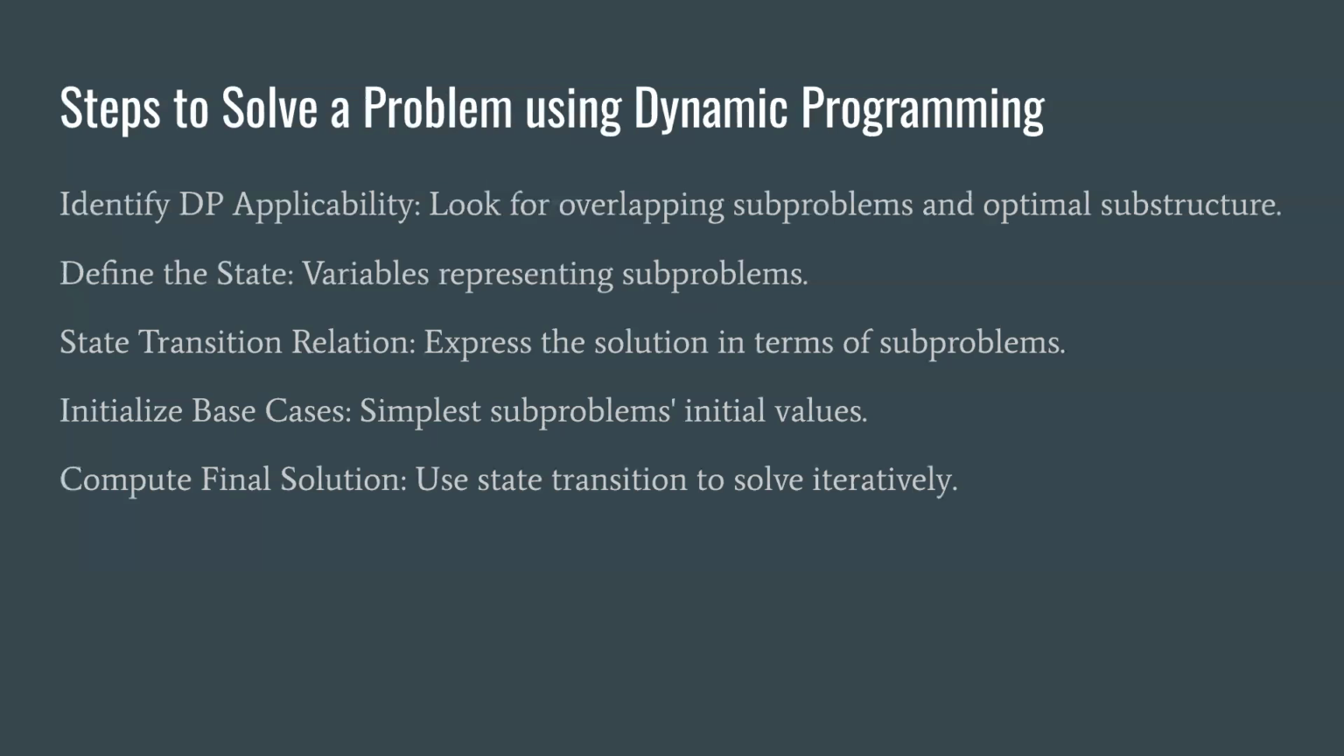Steps to solve a problem using dynamic programming. So we're going to go through the steps to solve a problem using dynamic programming. We first want to identify if the problem can be solved using dynamic programming by looking for overlapping subproblems and optimal substructure. Second, you want to define the state. What we mean by that is states are the variables that represent the subproblems.